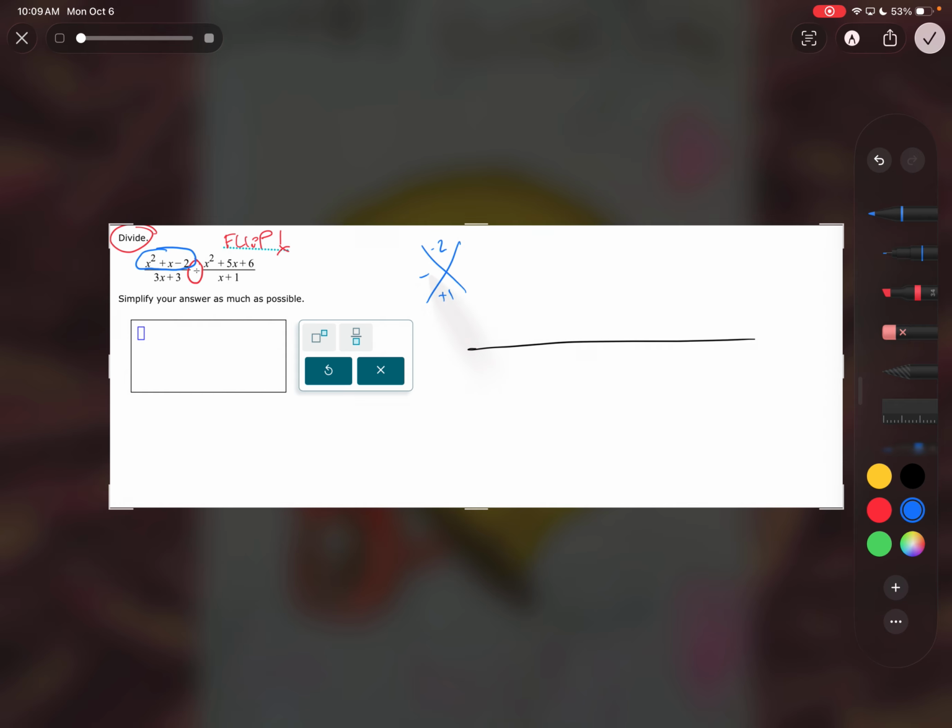So that would be +2 and -1. So x times x is x squared plus 2 minus 1. 2 minus 1 is +1, and 2 times -1 would be -2. Okay. Bottom left. They both have a 3 in it, so I can factor out a 3.